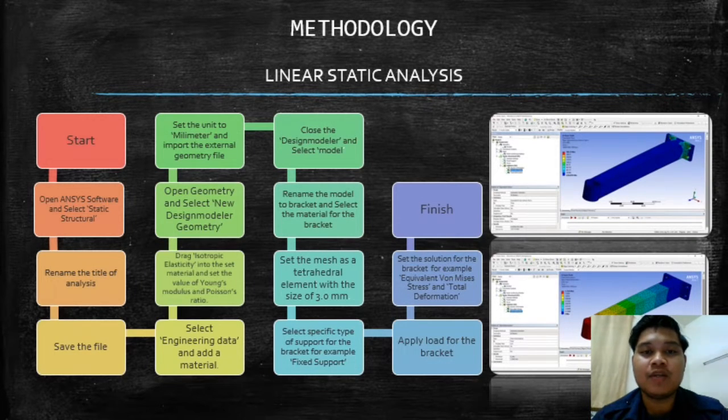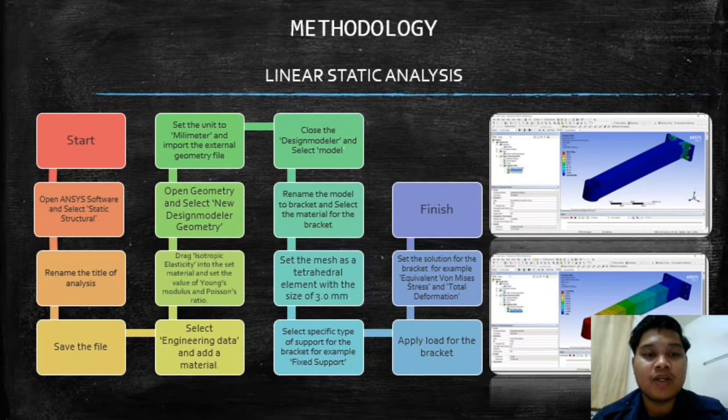Next is the methodology for linear static analysis. The first step is to open ANSYS software and select Static Structural. Second is to rename the title of the analysis, then save the file. And then select Engineering Data and add a material, and then drag Isotropic Elasticity into the set material and set the value of Young's modulus and Poisson's ratio.